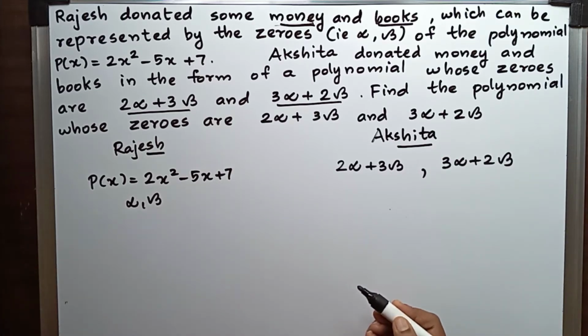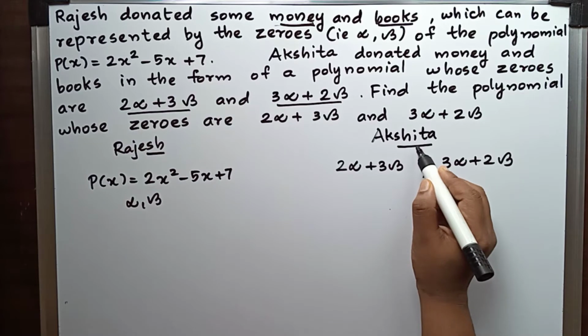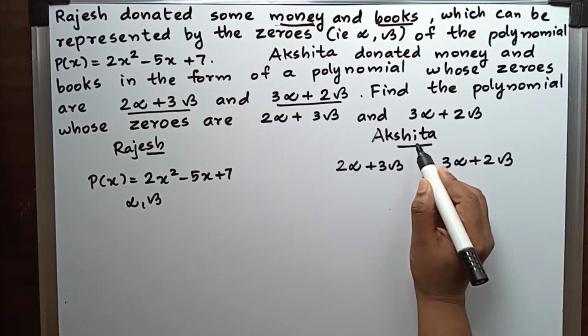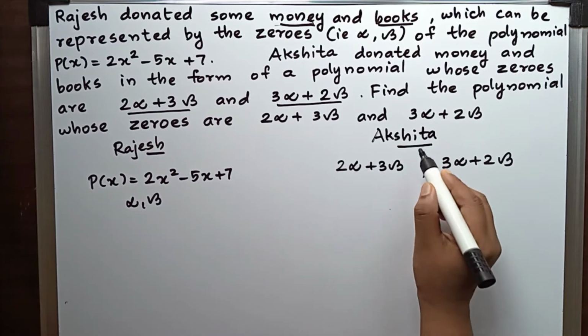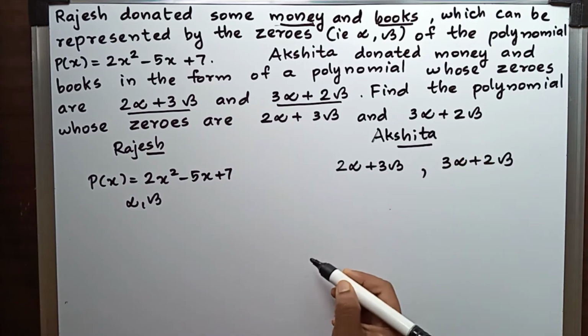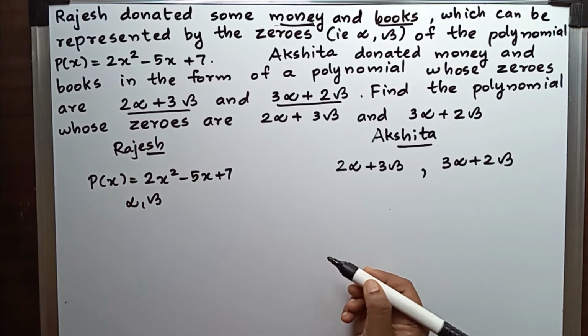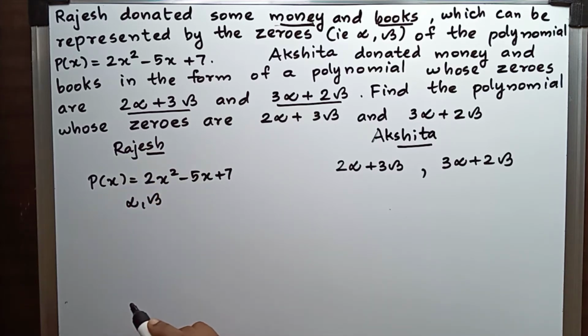Okay, so we have to find Akshita's donation, that is find the polynomial whose zeros are this one. That means we have to find the donation given by Akshita. Okay, we will represent it through a polynomial like this.